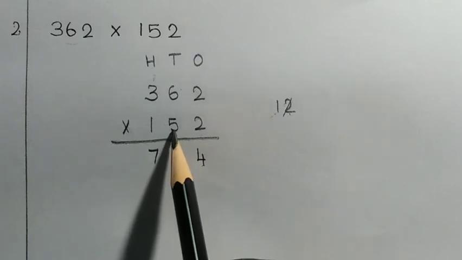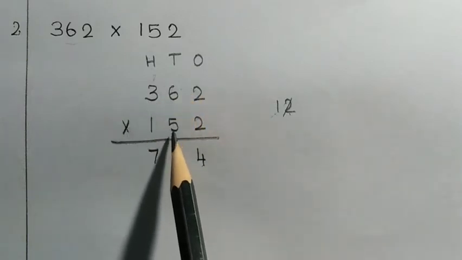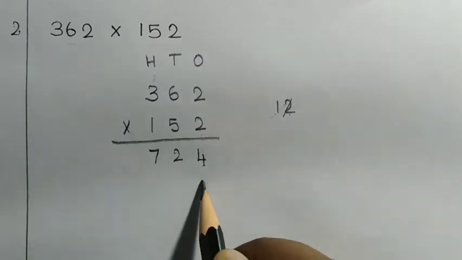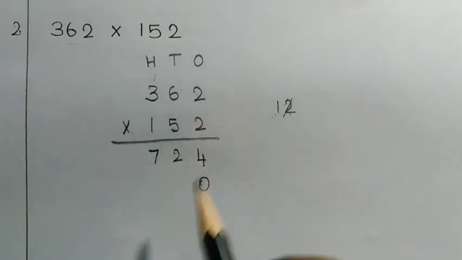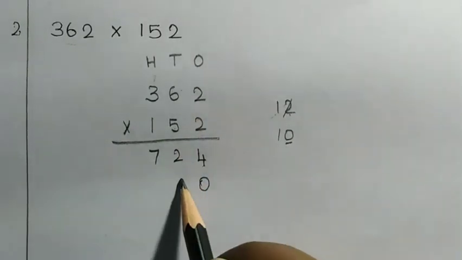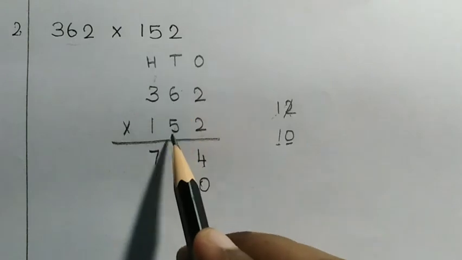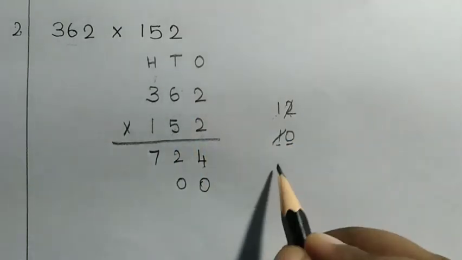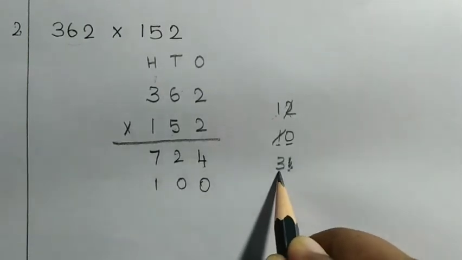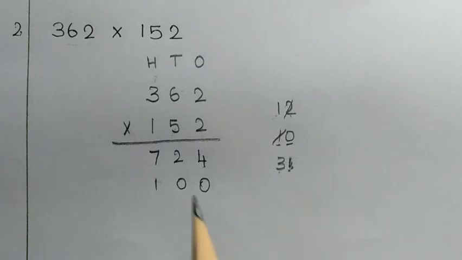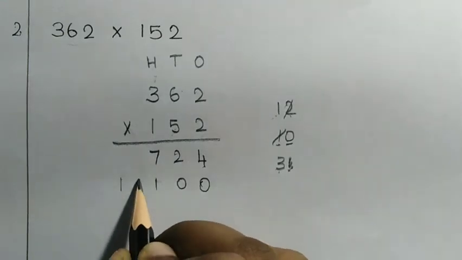Now let us multiply 362 with the digit in the tens place. So the digit in the tens place is 5. Since we are going to multiply the multiplicand with the digit in the tens place, we are going to put a 0 over here. Now 2 5s are 10. So out of 10 you have to write the 0 over here and 1 will be the carryover. Now 6 5s are 30. 30 plus 1, 31. 1 will be written over here and 3 is the carryover. 3 5s are 15 plus 3, 18. We can write 18 as such.